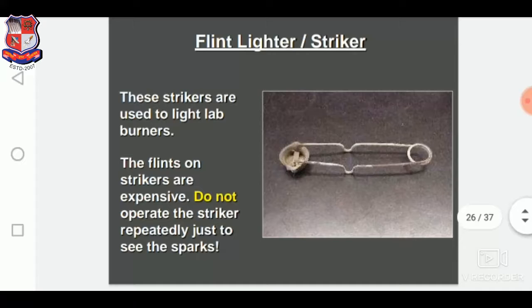Flint lighter and striker. These strikers are used to light lab burners. The flints on strikers are expensive. Do not operate the striker repeatedly just to see the sparks.